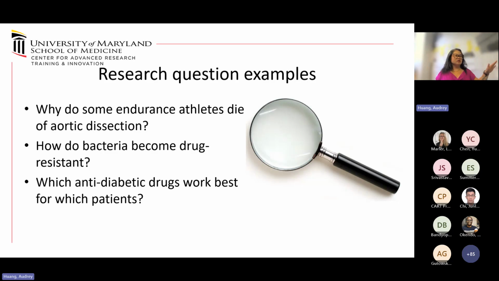Why do some endurance athletes die of aortic dissection? How do bacteria become drug resistant? Which antibiotic or anti-diabetic drugs work best for which patients?